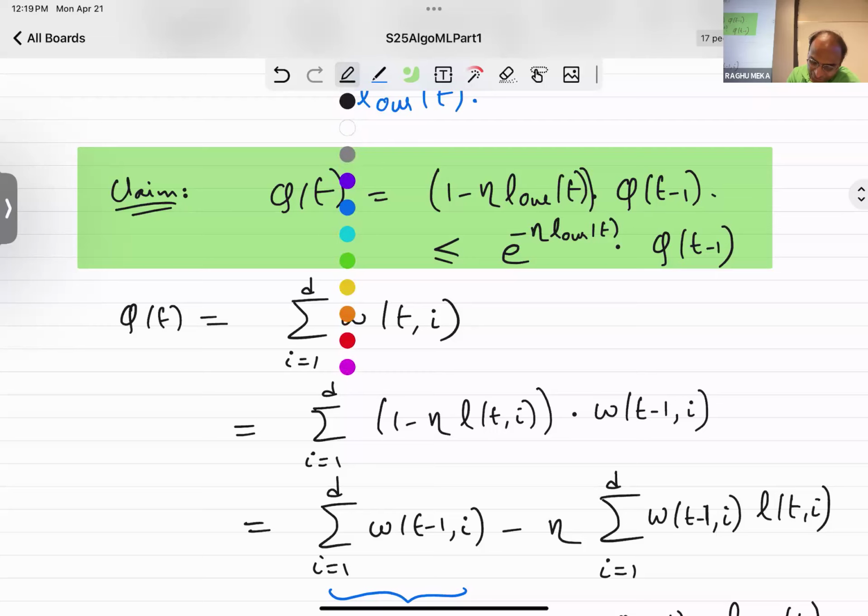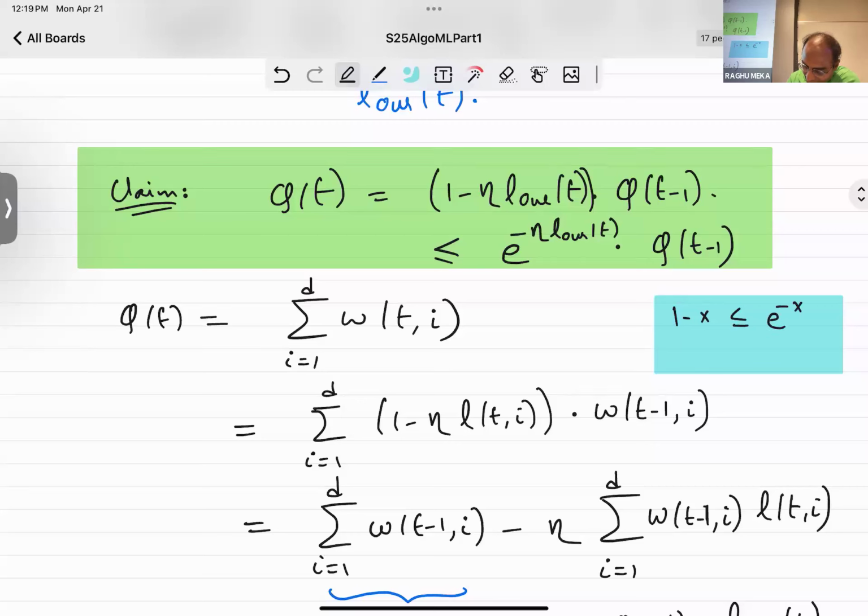Okay. So here I'm using the formula that 1 minus x is less than or equal to e to the minus x as long as x is greater than or equal to 0. Okay. So the reason to do this is when we multiply this stuff out, multiplying exponentials is easier to keep track.